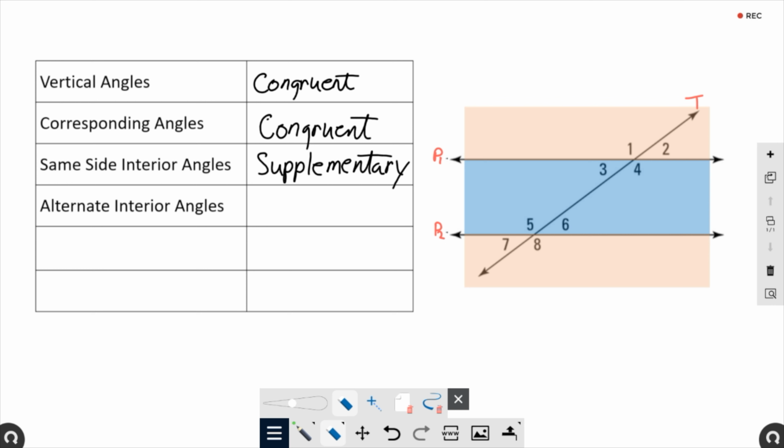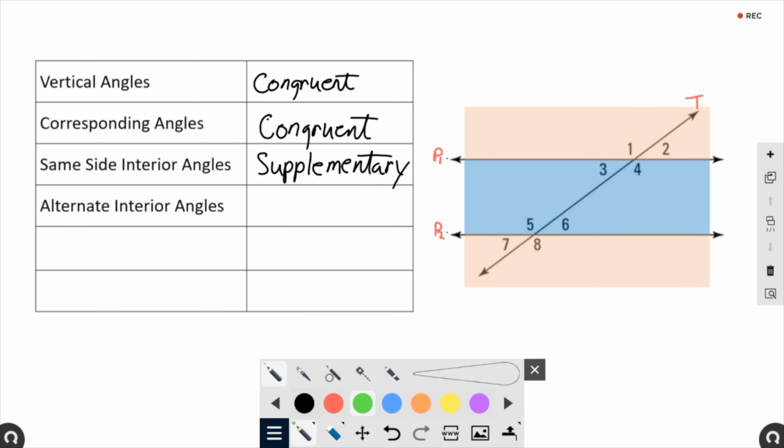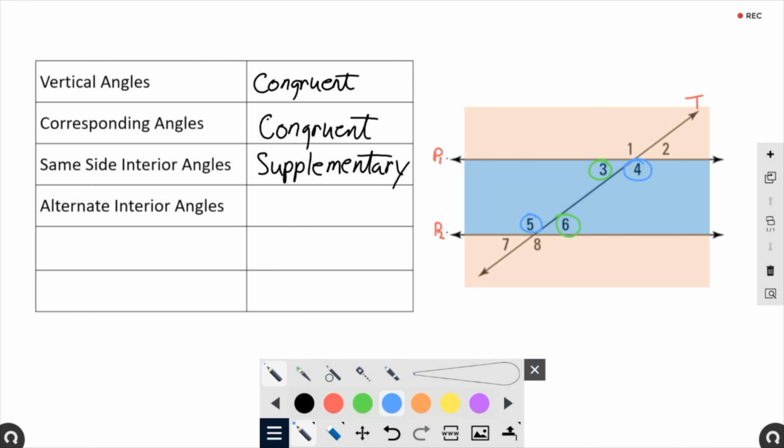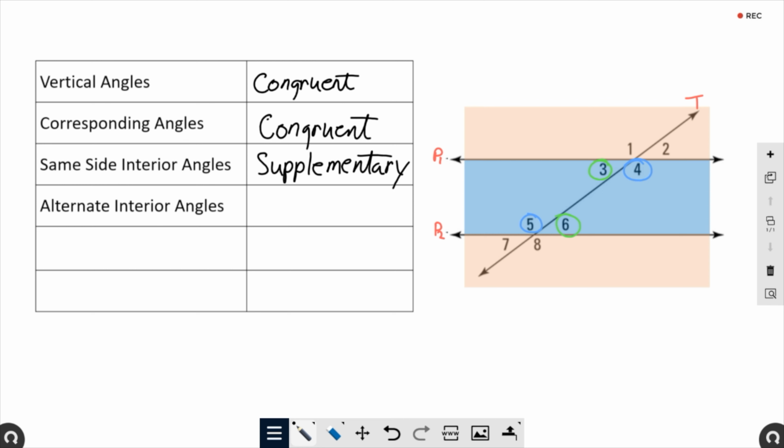The next angle pair we have is alternate interior angles. Alternate interior angles are the angles on the inside that are alternate of one another. For example, 3 and 6 are the alternate interior angles. And the alternate interior angle of angle 5 would be angle 4. They are the alternate interior angles of one another. Alternate interior angles will always be congruent of one another.